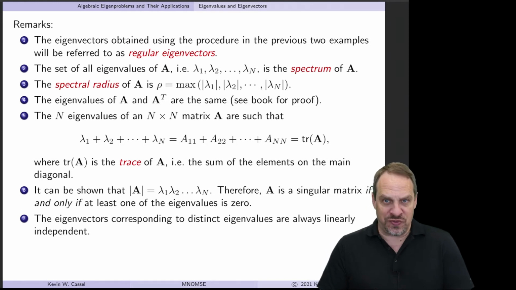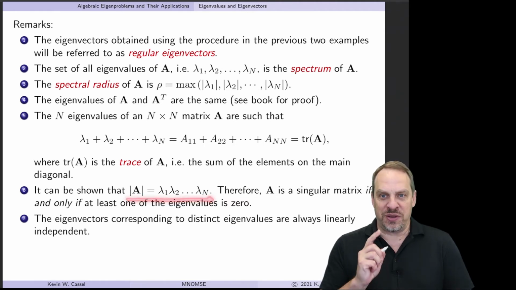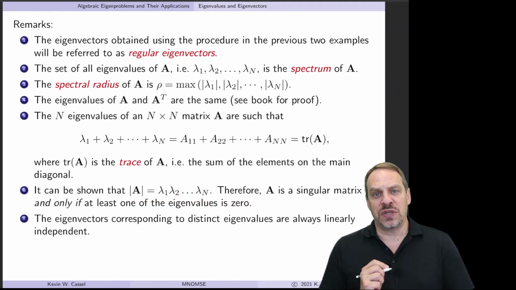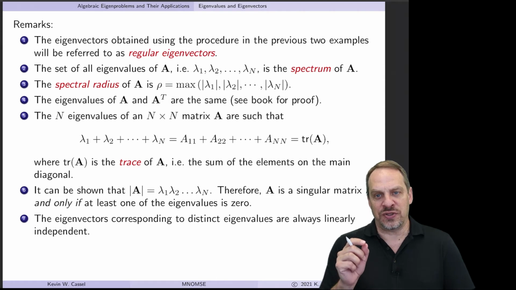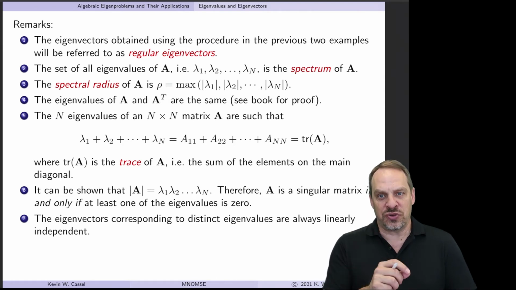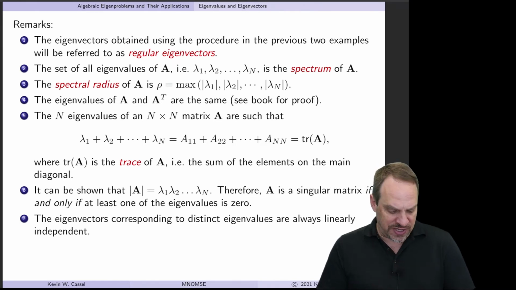This next result is very important and is quite useful. So remember this one. The determinant of A, it turns out, is the product of all of the eigenvalues of A. What that means, for example, is if one of your eigenvalues is 0, then the determinant of your matrix is also 0, and therefore it is singular. And that's actually an if and only if statement.